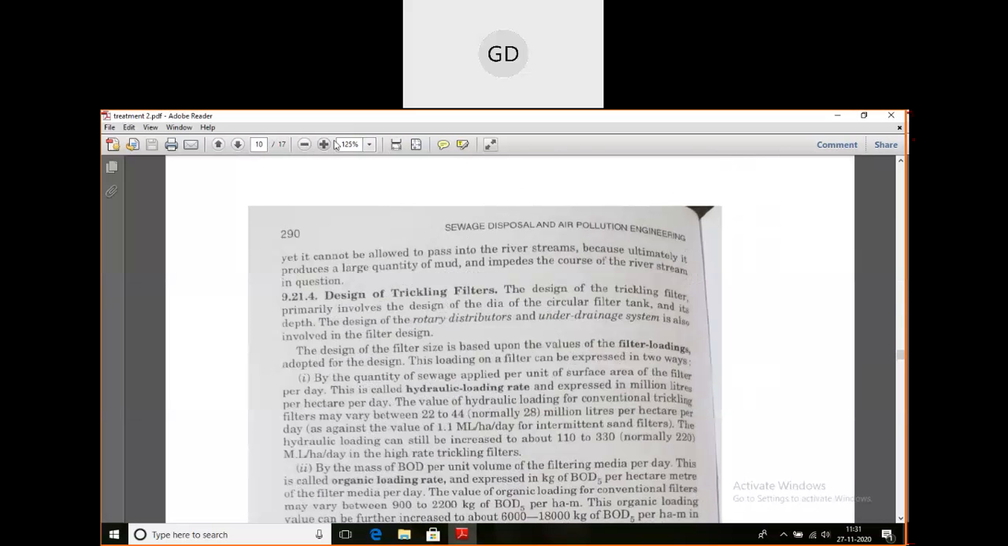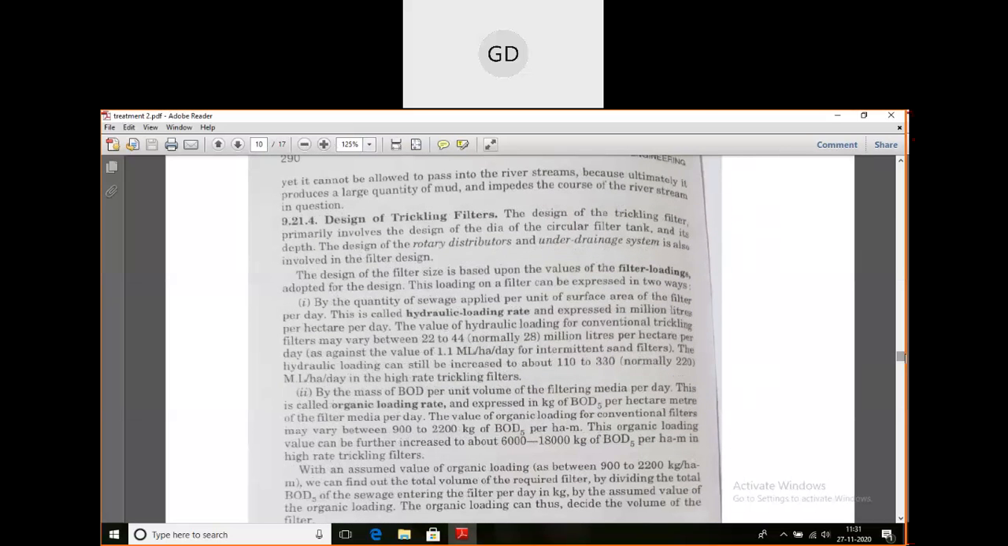Okay. So, before going to the design problem of your trickling filter, we have to know certain considerations of your design problems. We should know some values. While designing a trickling filter, you first have to design the diameter and depth. The diameter involves the design of the diameter of the tank, and also its depth. And also you have to design the rotary distributor that you have seen in the video. I have shown you one video regarding the trickling filter, so you have seen the rotary distributors; you have to design that also, and the under drainage system also.